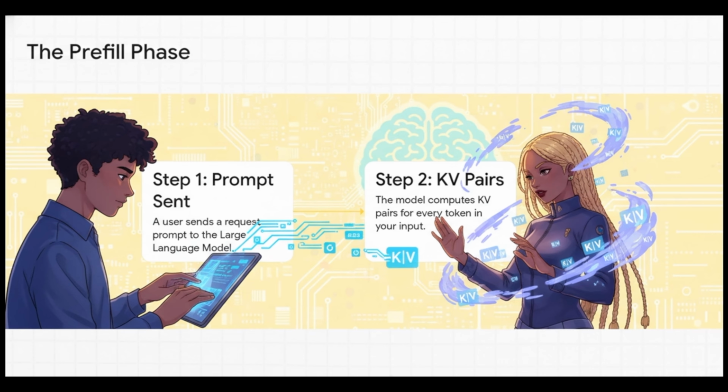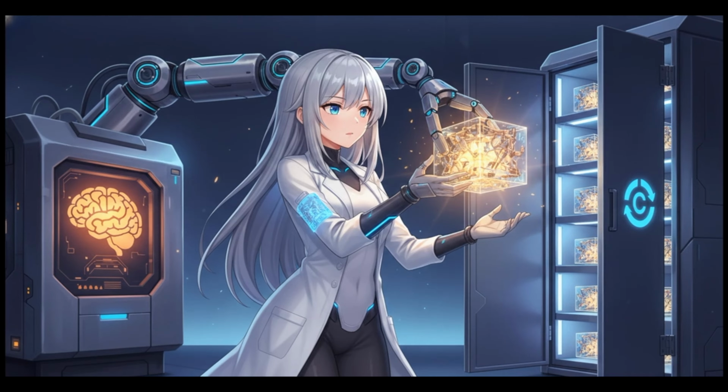And this all happens during what's called the pre-fill phase. So before the LLM generates even one word of its response, it has to chug through your entire prompt and create these KV pairs for every single token. Now, if you have a really long prompt, this is by far the most expensive, time-consuming part of the whole operation.